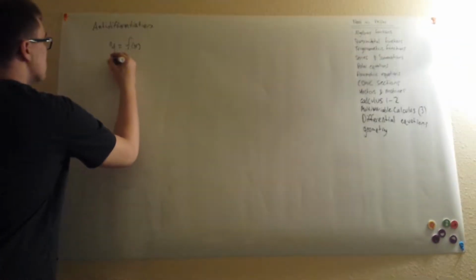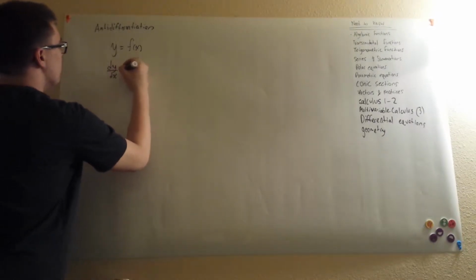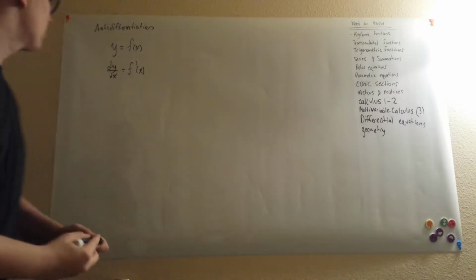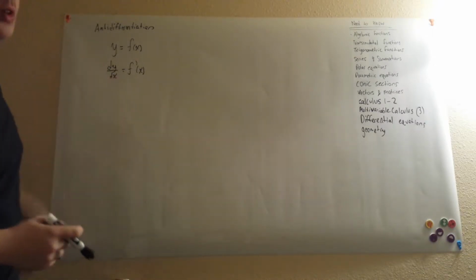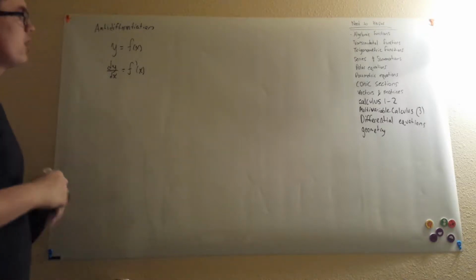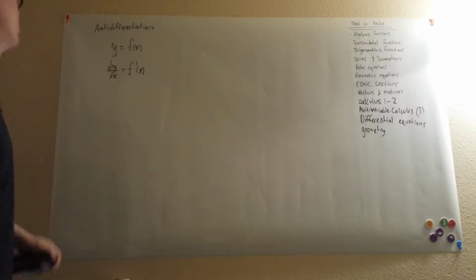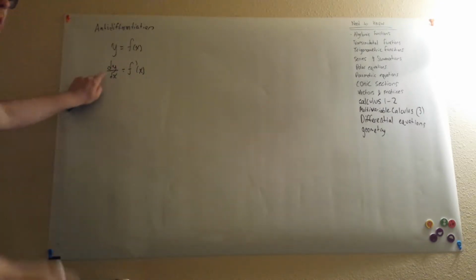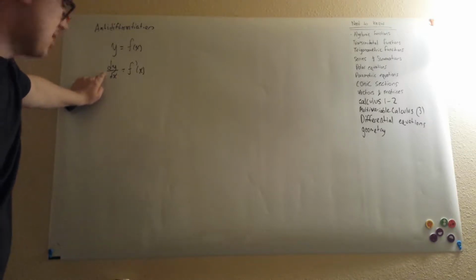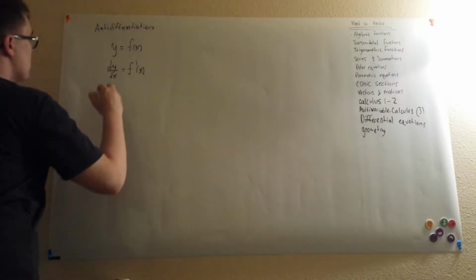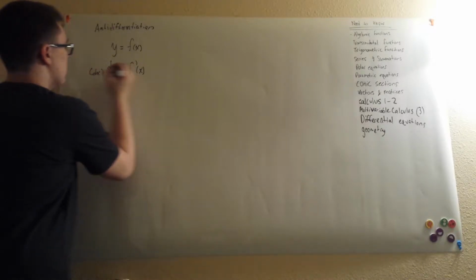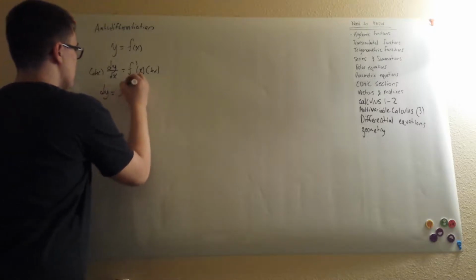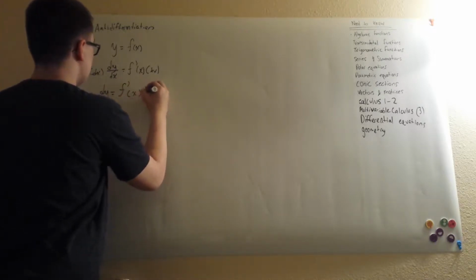dy dx equals f prime of x. That is what the derivative would look like. Now, a differential is when you have dy and dx separated and they have meanings to each other. So if we multiply dx by both sides, we get dy equals f prime of x dx.